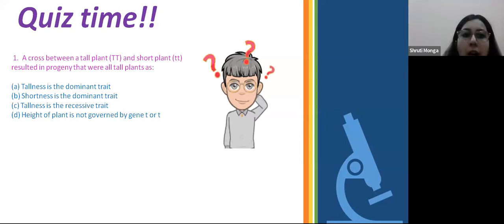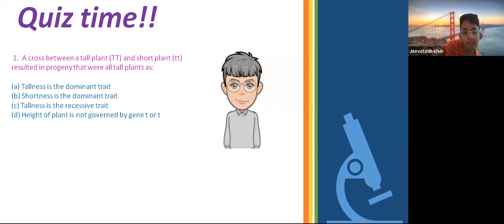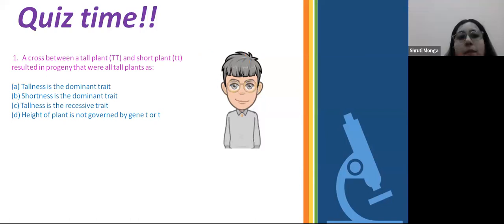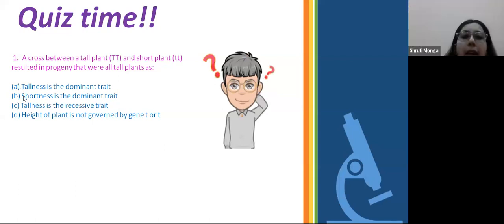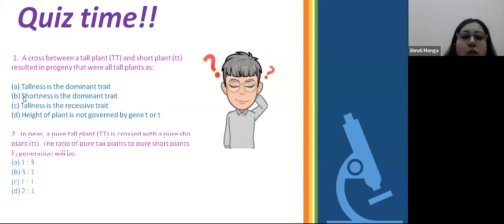A cross between a tall plant and a short plant resulted in progeny that were all tall plants. Ma'am, it's option A. Tallness is the dominant trait. Okay, but from the next question, you will drop the answer in the chat box. Write the answer in the chat box. Okay, Jivtesh? Yes, exactly right. Jivtesh is correct. Tallness is the dominant trait.